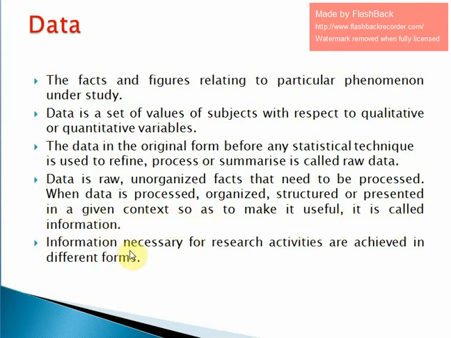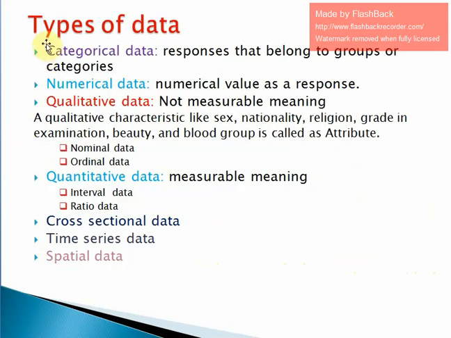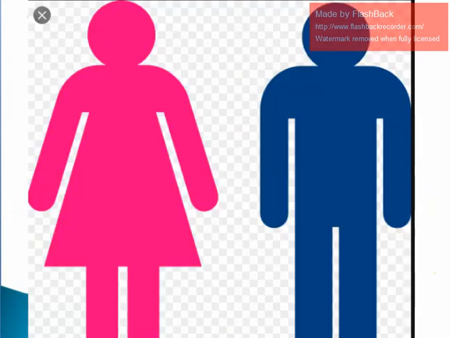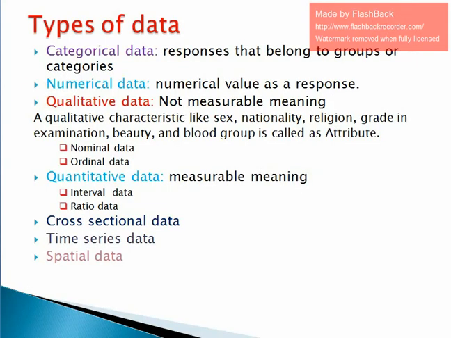So these are the various types of data, and in our previous session, we have seen some of these types. One is categorical data. Categorical data means the responses that belong to groups or categories like healthy, sick, male, female, poor, rich, etc. There is also information which is in numerical form, and that is known as numerical data, with a numerical value as the response.